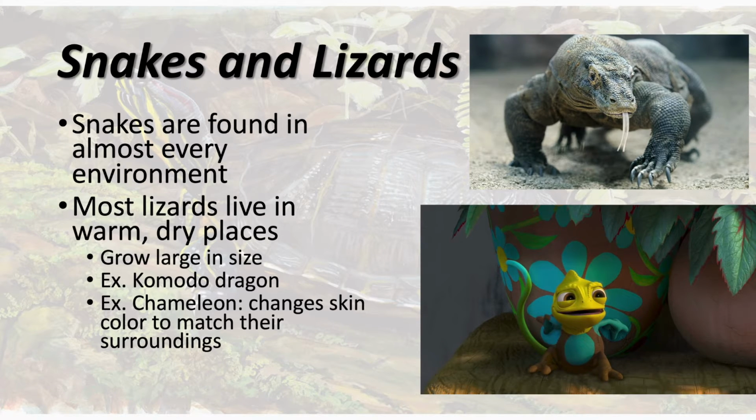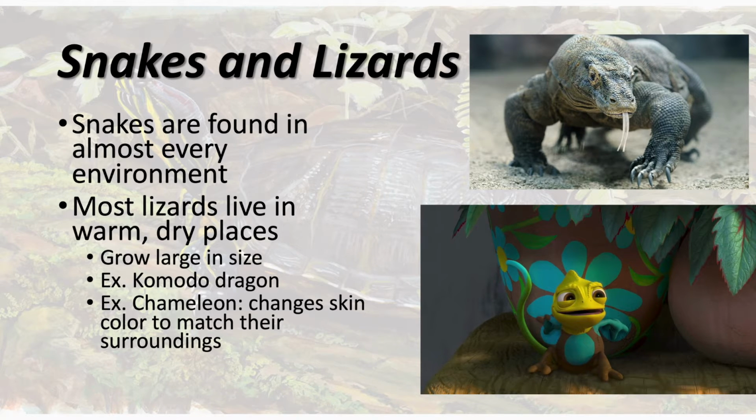Okay, so you can actually find a snake in almost every environment because they're very adaptable to different environments, such as tropical or cold environments or desert environments. But lizards, on the other hand, mainly live in warm and dry places.